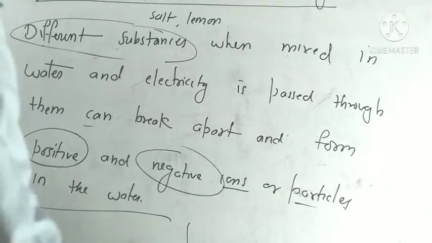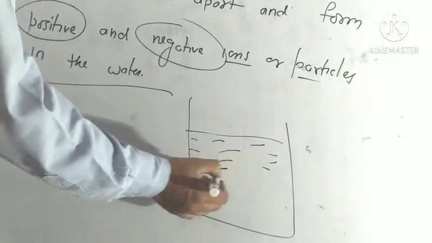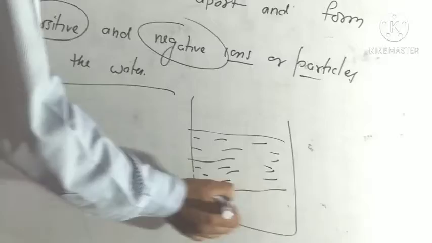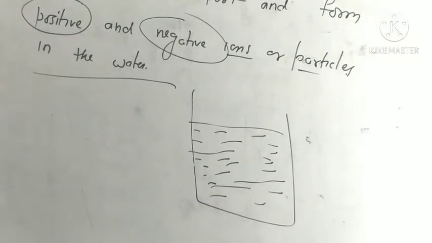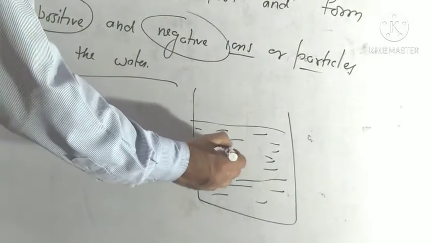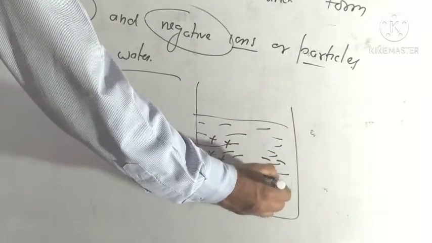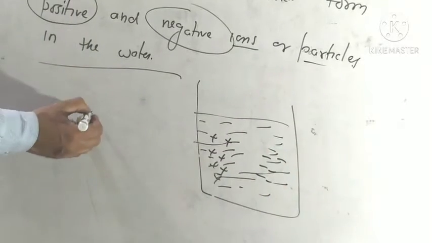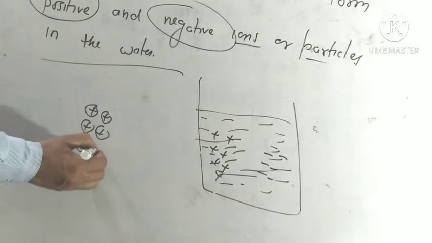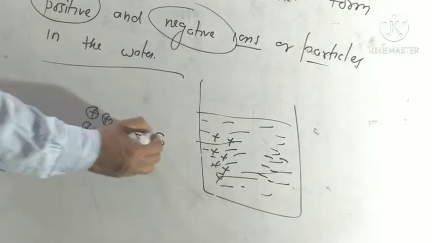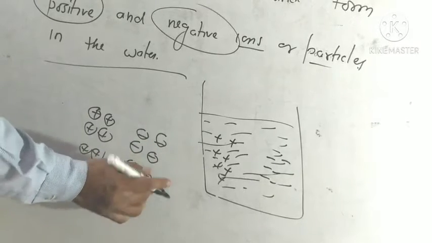In a beaker, water is filled and we put some salt and lemon here. When we pass electricity, it breaks into positive and negative ions. Both types are ions.